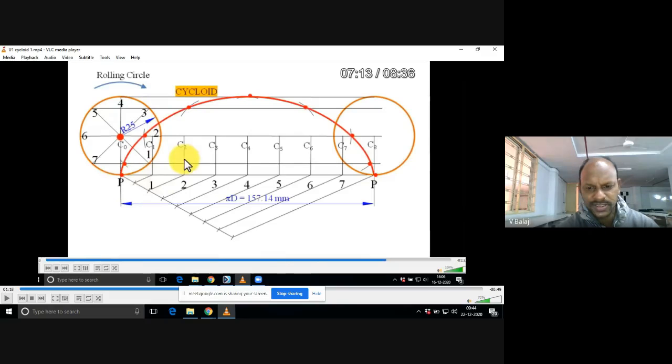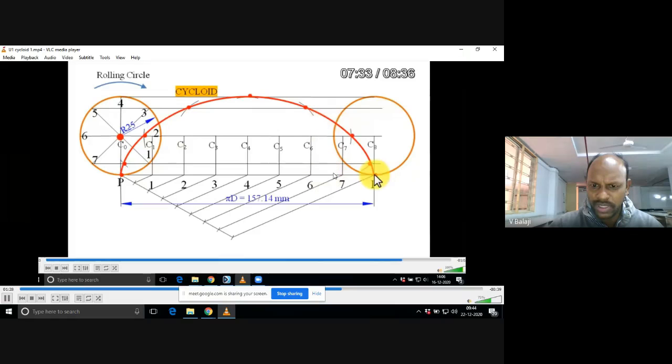No questions? One more important thing: for any curve, generally we have a normal and tangent. Like for the ellipse, parabola, and hyperbola, we have drawn tangents and normals. Similarly here also, if you take any point on the cycloidal curve, we can draw the normal and tangent also. Let me explain for 1 or 2 minutes.